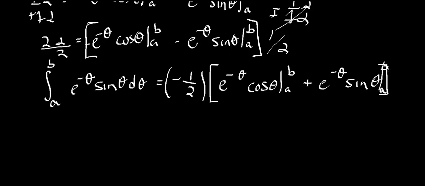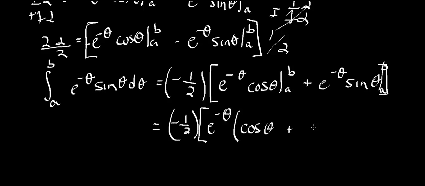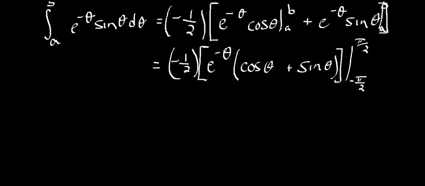Okay. And then what I can do is simplify this a little bit more. I can say that we have negative 1/2 multiplied by, let me factor out an e to the minus theta. So this is e to the minus theta times cosine of theta plus sine of theta, and everything is evaluated. I'm going to substitute the a and b back in here. This is negative pi over 2 to positive pi over 2. Okay? So now I'll go ahead and evaluate this, start plugging in some numbers.